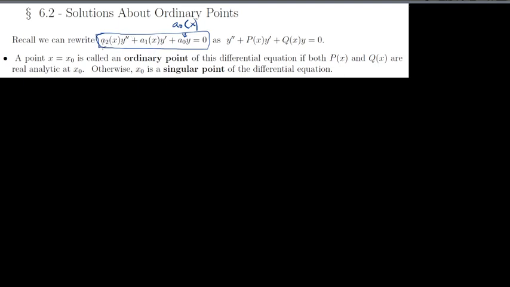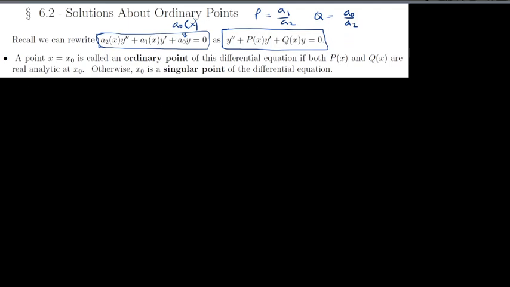Now typically you want to put this in normal form. In other words, you want to divide both sides by a2 and write it this way. So when you do that, your p is just going to be a1 divided by a2, and your q is going to be a0 divided by a2. And again, this is just a convenient form for us. We want it written the second way, with the p's and q's.